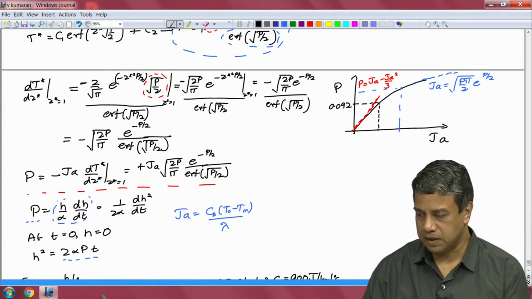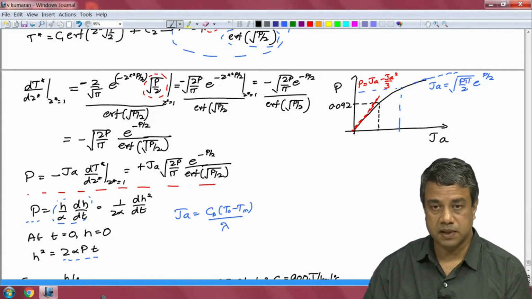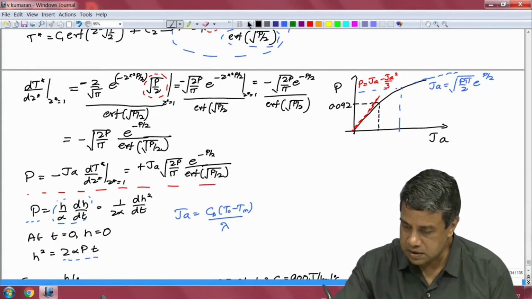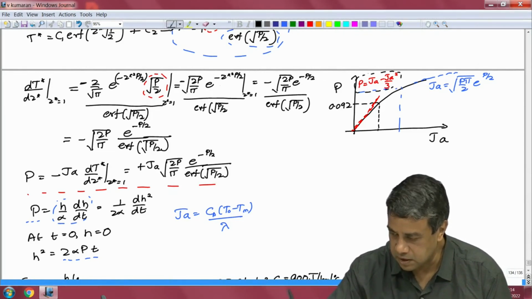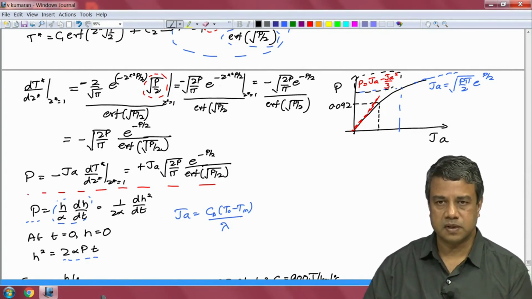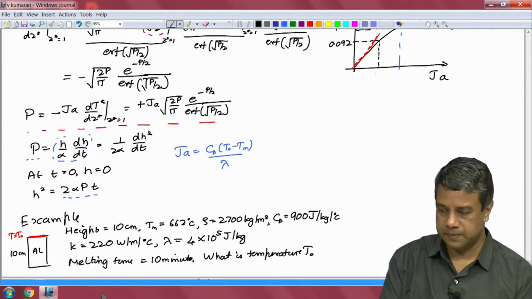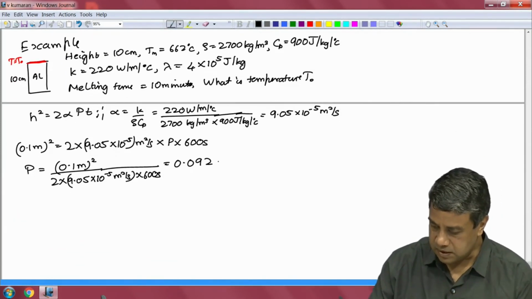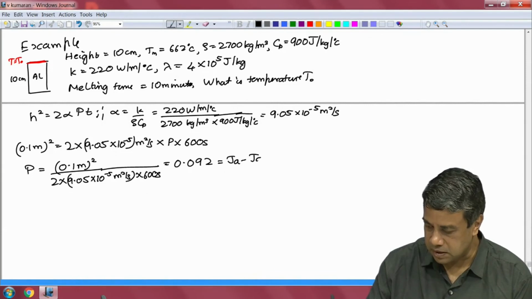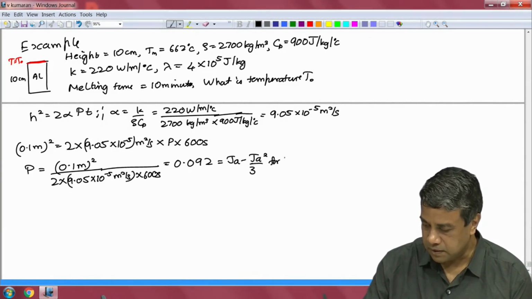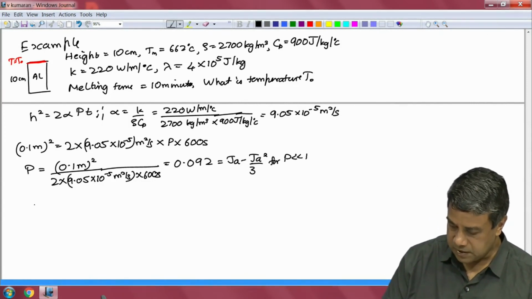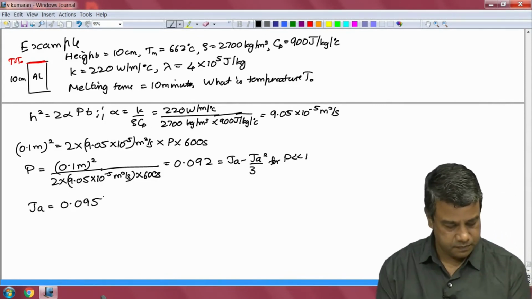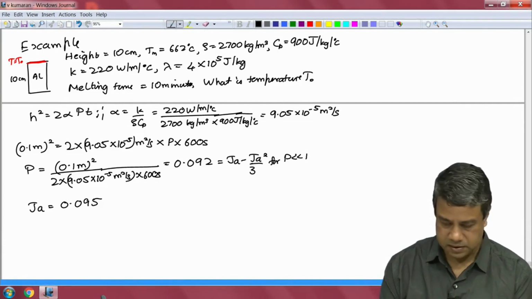In this particular case, since P is small, I can use this expression for the limiting value for small Jakob number. I can use this expression to find the Jakob number to a good approximation, because we know that P is small. So this has to be equal to Ja minus Ja square by 3 for P small. And from this I can find that Ja is equal to 0.095, just solving this.